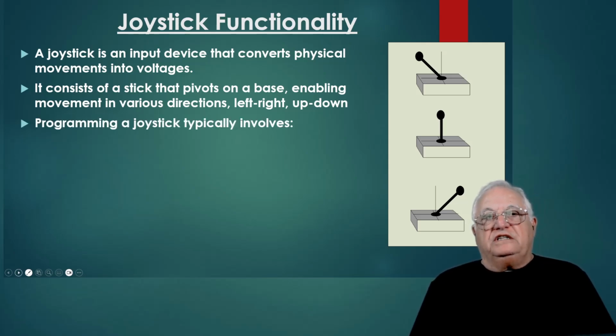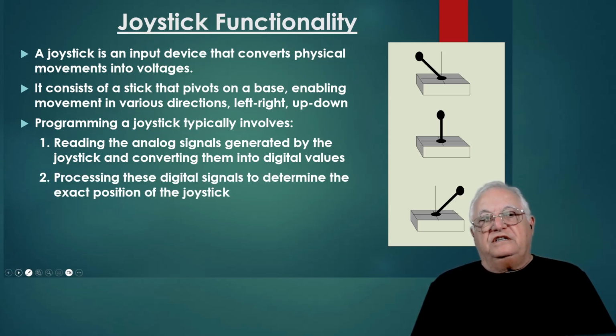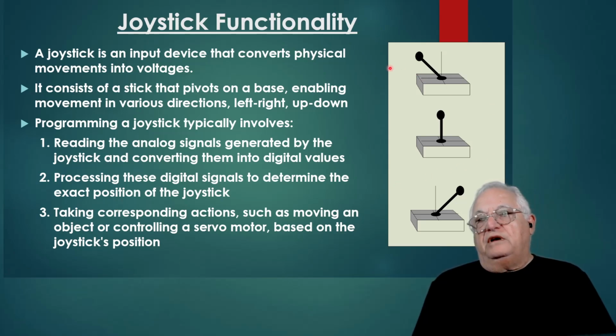Programming a joystick typically involves reading the analog signal generated by the joystick and converting them into digital values, processing these digital signals to determine the exact position of the joystick, taking corresponding action, such as moving an object, controlling a servo motor based on the joystick position. So here I show you a typical joystick.